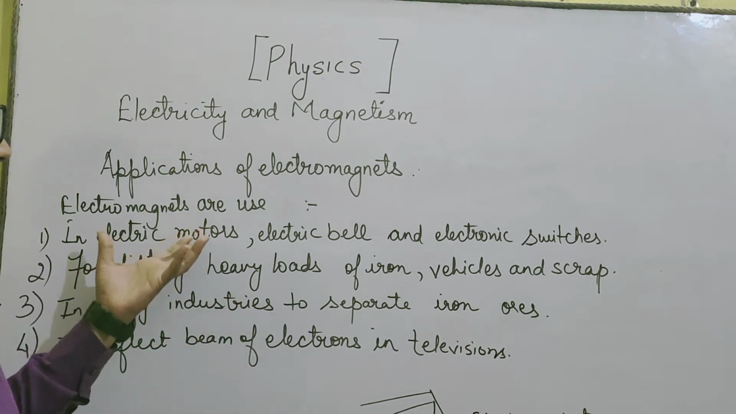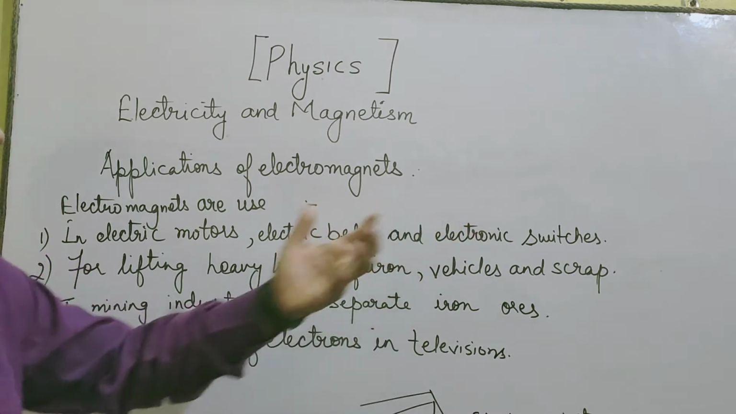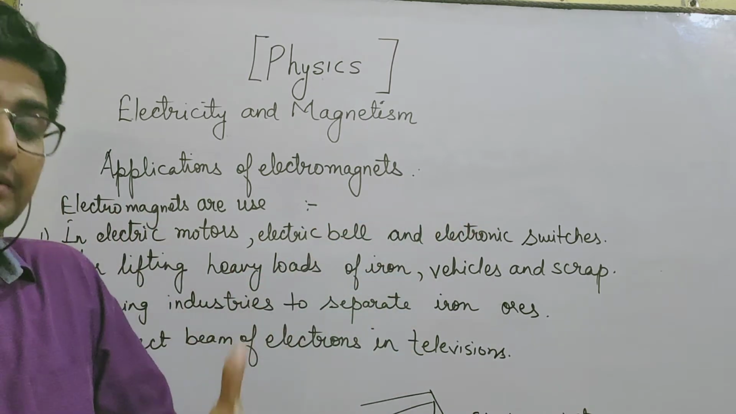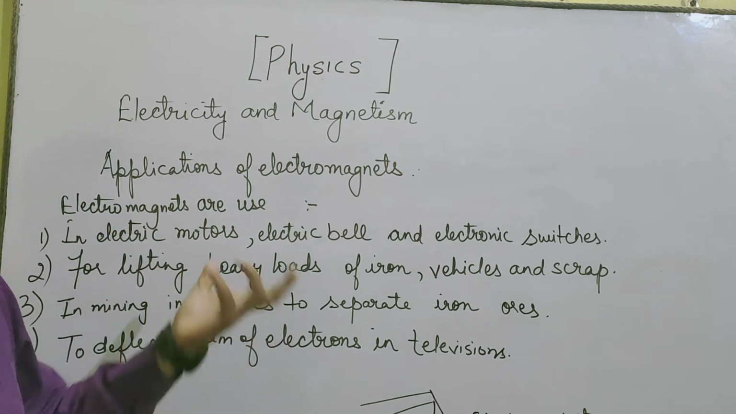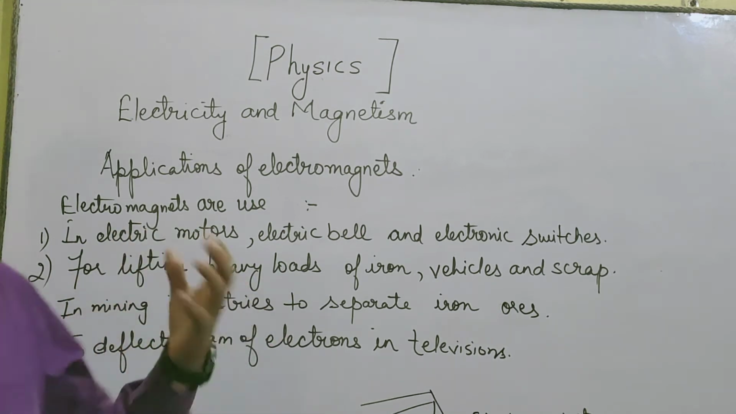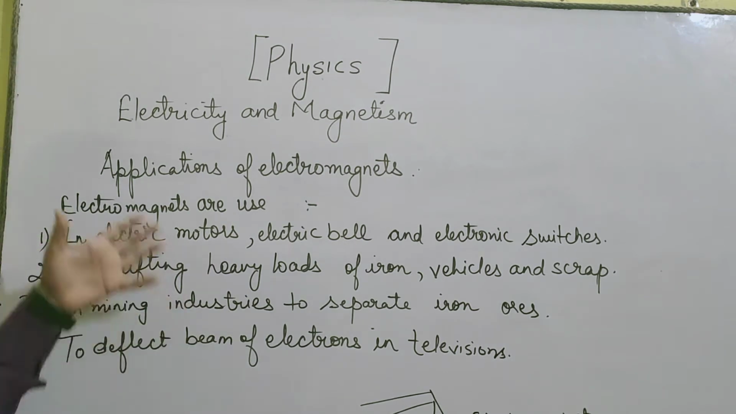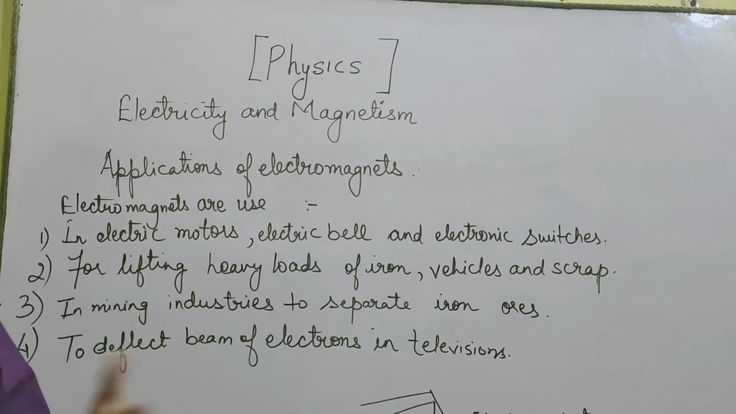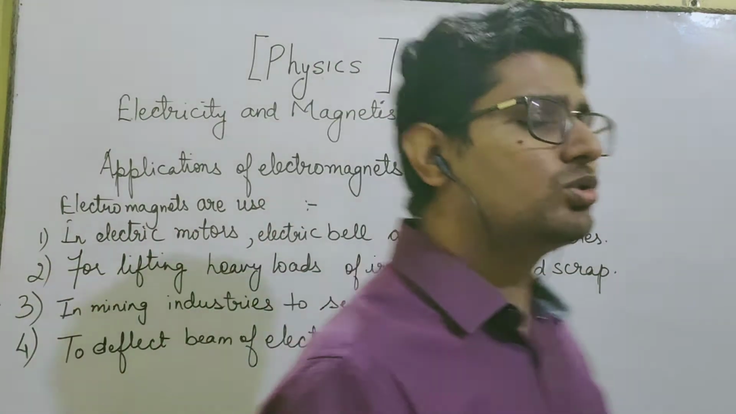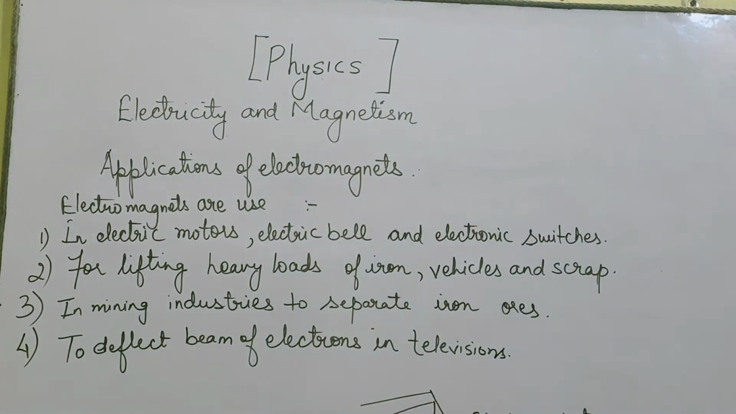So electromagnets are used in motors also, electric motors, electric bell, electric switches. It is used for carrying or lifting the heavy loads made up of iron and all. Then it is used in mining industries also, and then it is used in old televisions also. So they have so many wide uses, and in other uses also, you can identify where electromagnets are used. So this is about uses of electromagnet, that is applications of electromagnet.